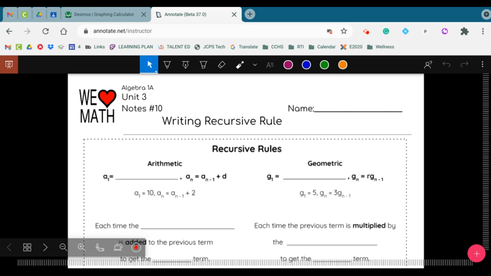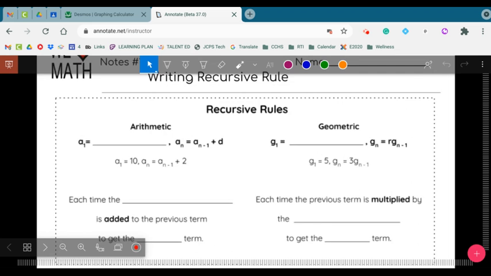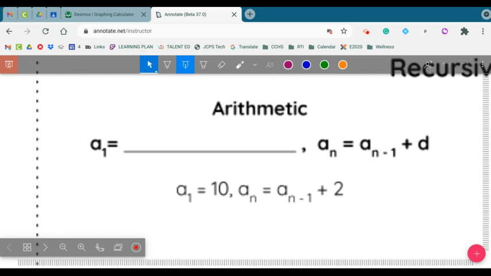Okay, today we're going to do Unit 3, Notes number 10, which is writing recursive rules. Yesterday we talked about writing the sequence from the recursive rule. Now we're going to write the recursive rule from the sequence. So let's start off with a little review.